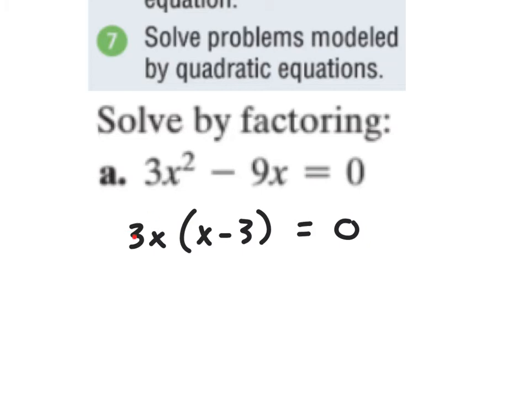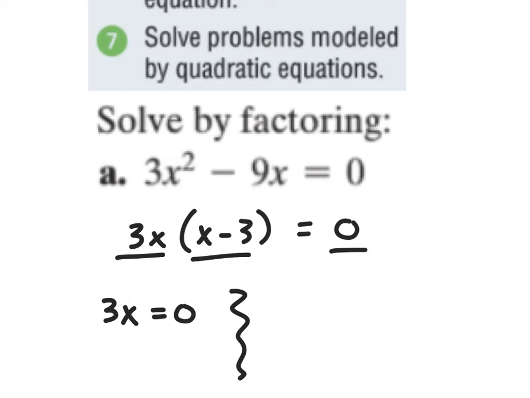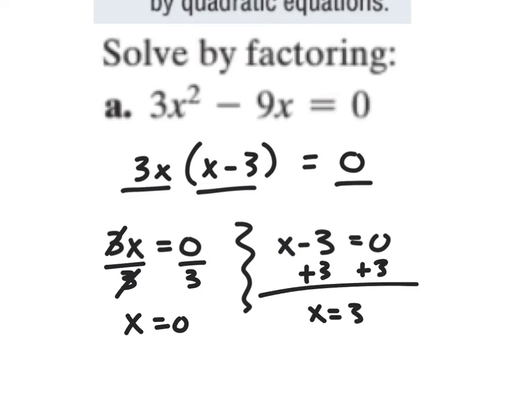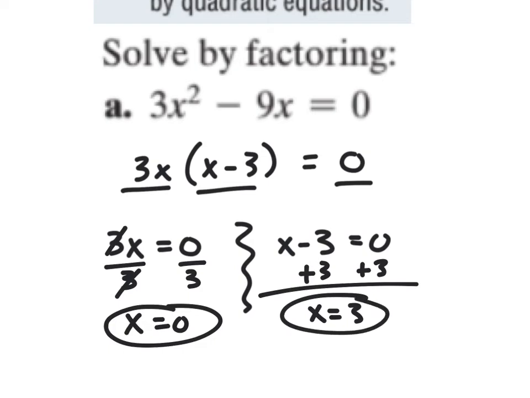I have one quantity here, 3x, times another quantity, x minus 3, and that's set equal to 0. Once I have factored this, I take each of my factors and set them equal to 0. So I'm going to take 3x, set that equal to 0, and then take x minus 3 and set that equal to 0, and then I'm going to solve. I'm going to divide both sides by 3 here. The 3's divide out. 0 divided by 3 is just 0, so I get x equals 0. Here I'm going to add 3 to both sides, and so I get that x is equal to 3. Now, both of these numbers are my solutions, okay?